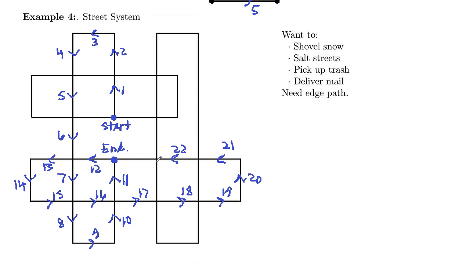So here I could turn around and maybe do the vertical rectangle, or maybe do it in the opposite direction here. So 23, 24, 25, 26, 27, 28, 29 there, 30, and 31.